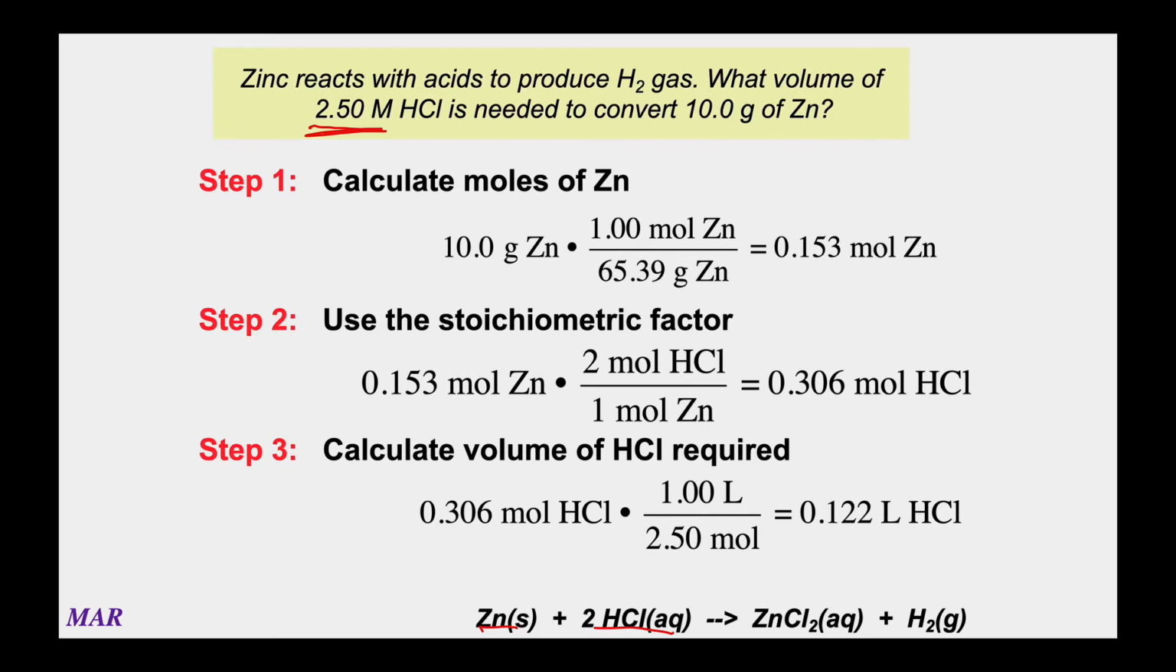And you can see why hopefully we're doing that. The moles will cancel out. We'll end up with a number which is in liters. So we're going to need 0.122 liters, or if you multiply by 1,000, 122 milliliters of 2.50 molar HCl to react with that 10 grams of zinc.